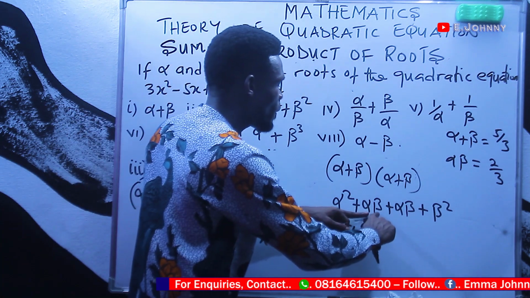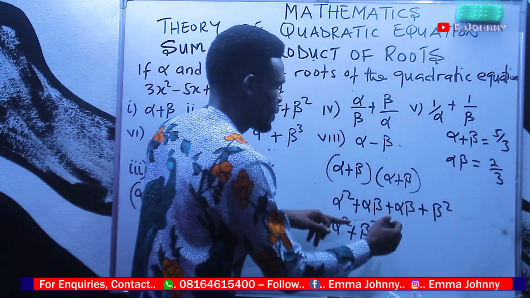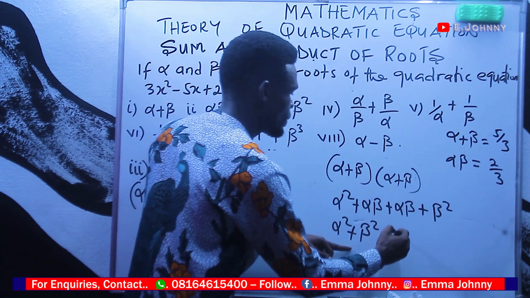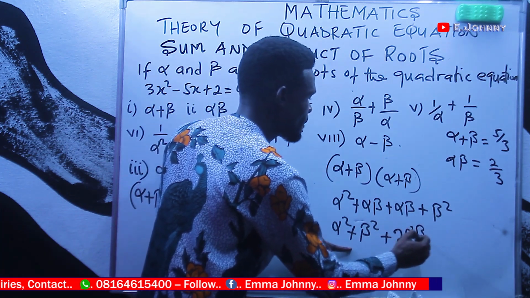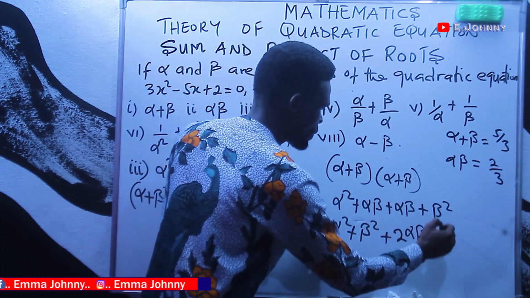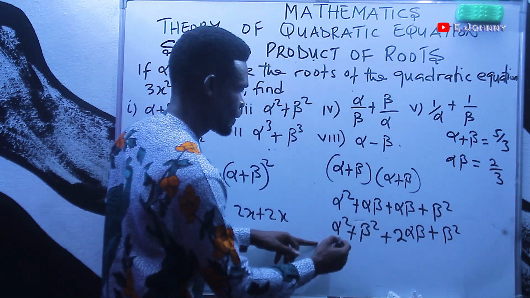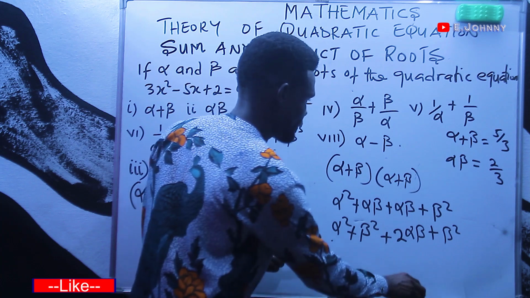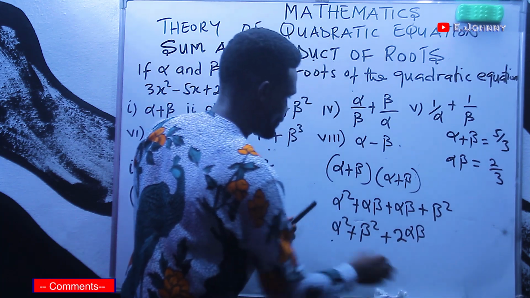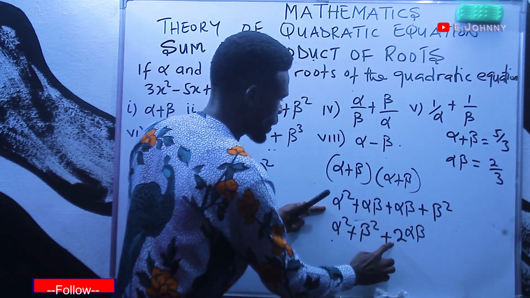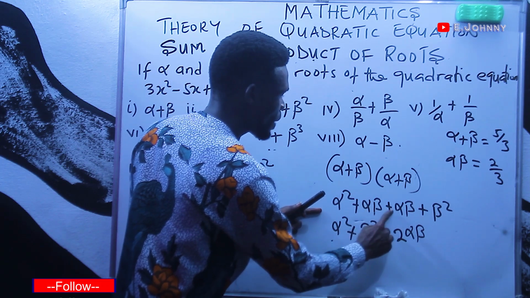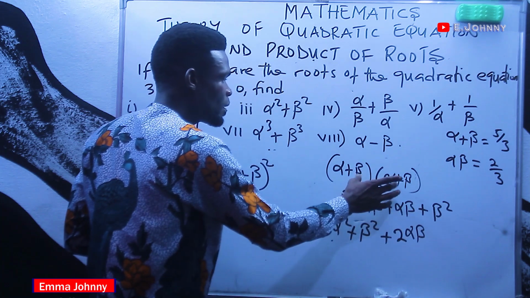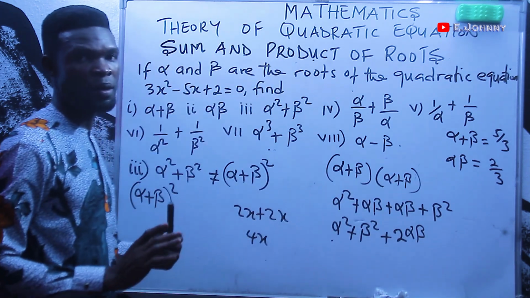So the same thing, alpha beta plus alpha beta: the coefficient is 1, the coefficient is 1, so 1 plus 1 is 2, then alpha beta, and then plus beta squared. You have alpha squared plus beta squared coming together, plus alpha beta plus alpha beta, which is 2 alpha beta. So expanding this is what you get.